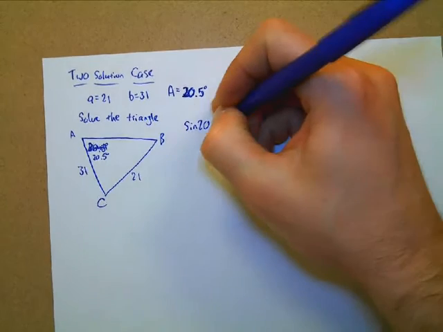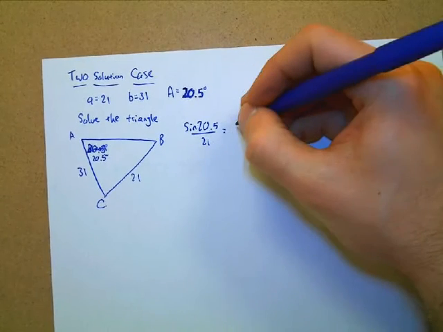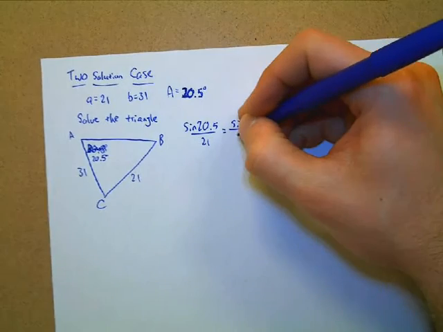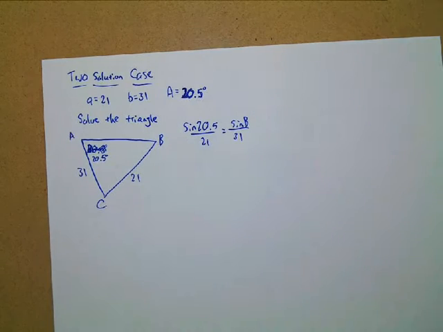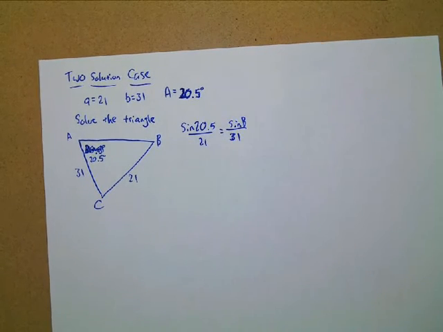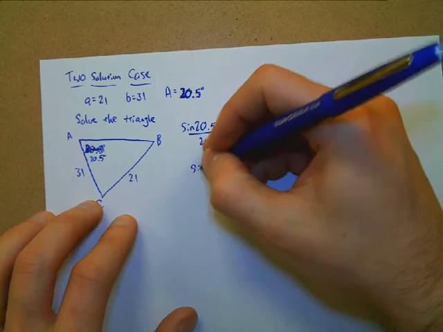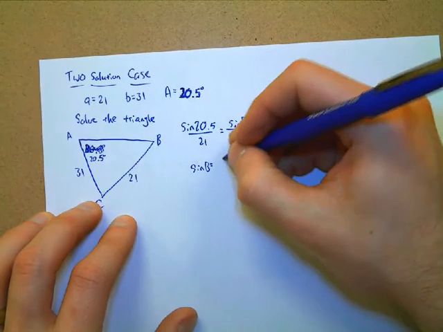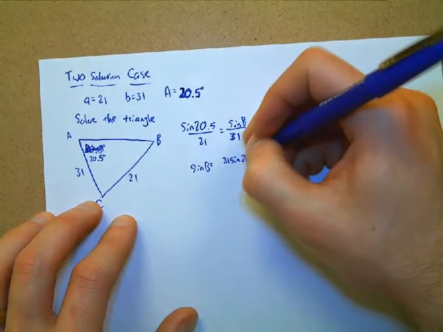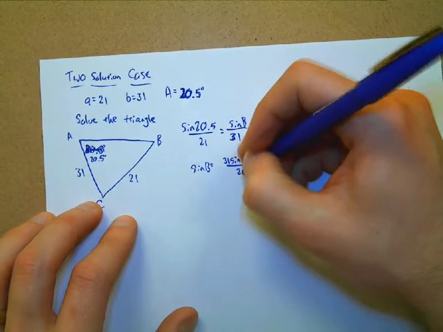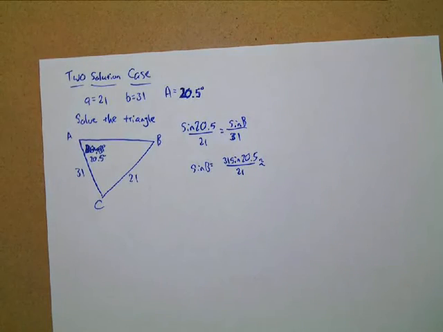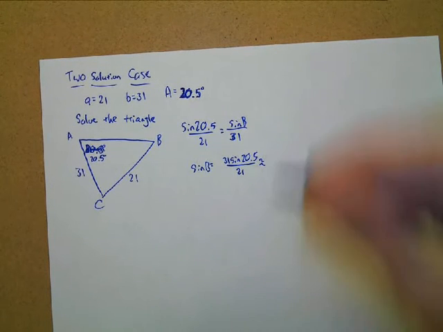So we cross multiply and solve here. We get sine of B equals 31 sine of 20.5 over 21, which as a decimal I'll show you approximately, but again, I'm going to do precisely when I do the calculation. So it's approximately 0.517. But when I solve for B, I'm actually going to do sine inverse of this quantity.